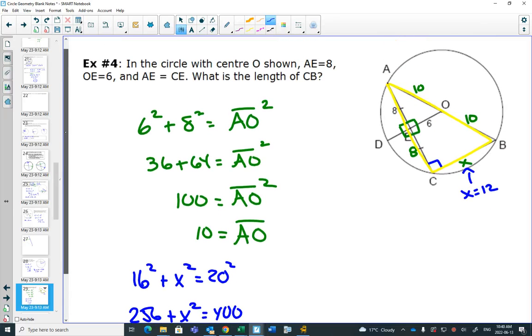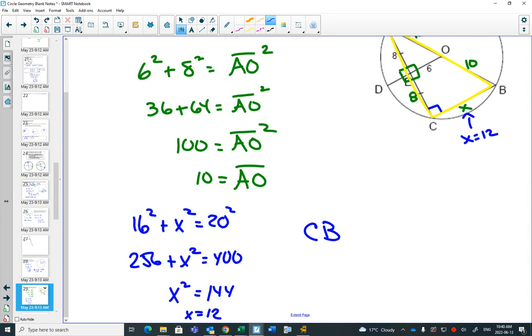What was the question asking for us? What is the length of CB? So I would probably write that as my final answer in the end. How is that one for complexity? Again, what we have to do is we'll have to say, what do I know? What can I find out? And how do I go from there?